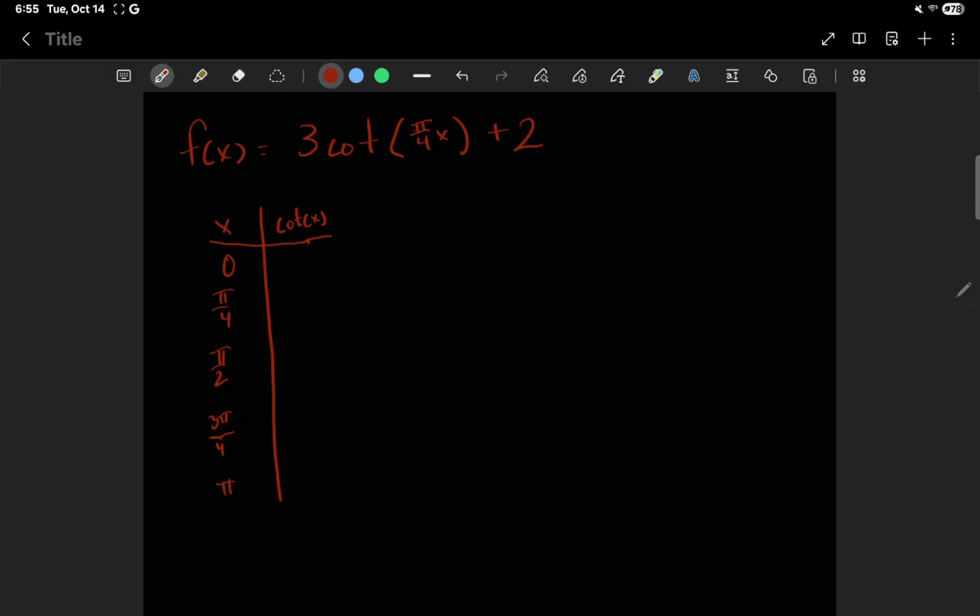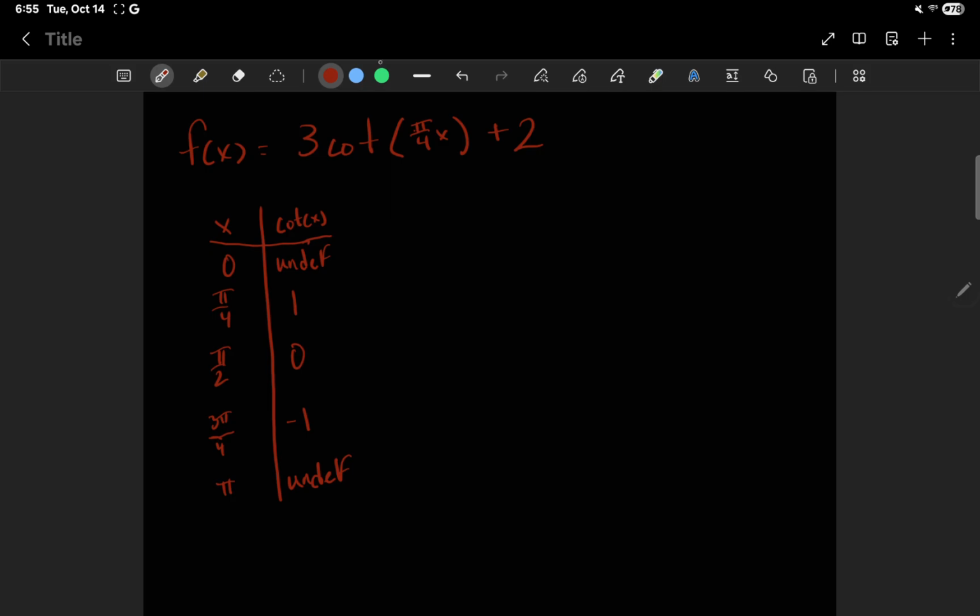Cotangent of 0 is undefined because this is cosine over sine. So this is undefined. Cotangent of pi over 4 is 1. Cotangent of pi over 2 is 0. Cotangent of 3 pi over 4 is -1. And cotangent of pi is undefined again. Okay, so that's the parent table.